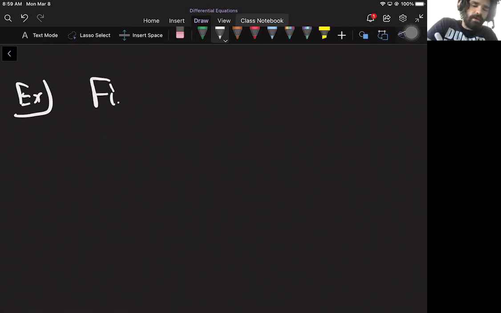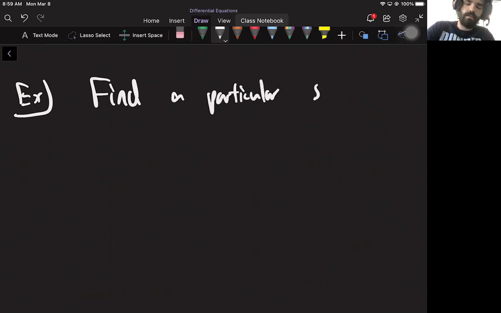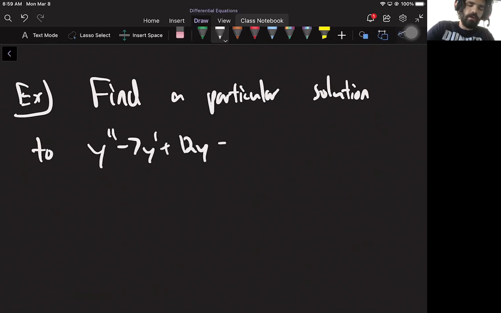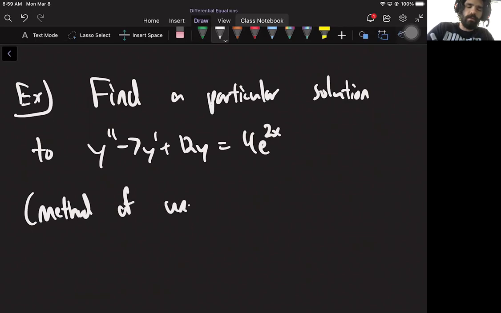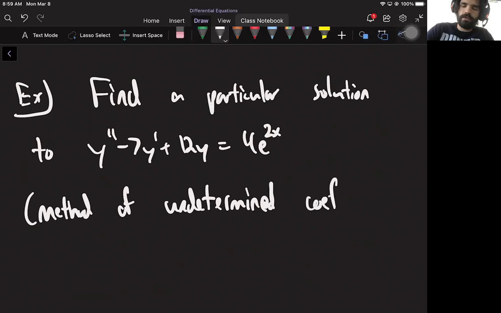So we're not going to worry about the complementary solution for now. We're just going to find a particular solution using this technique. 2y double prime minus 7y prime plus 12y equals 4e to the 2x. So then this is called the method of undetermined coefficients.